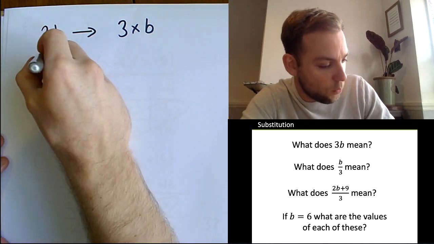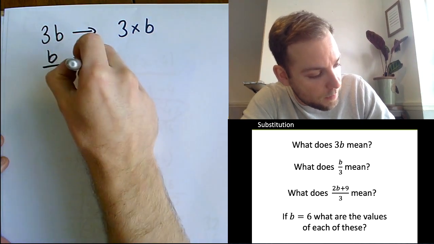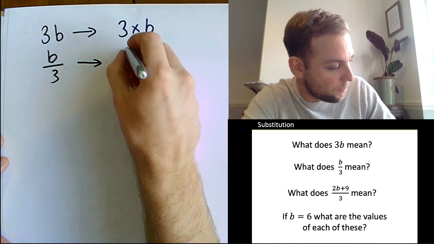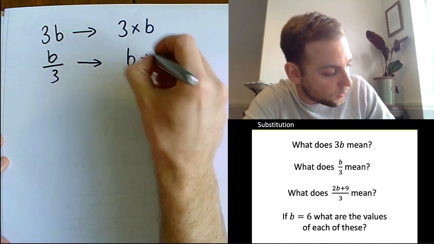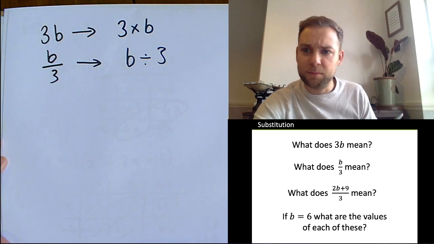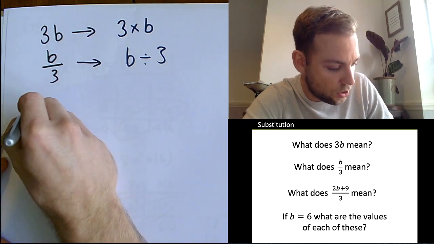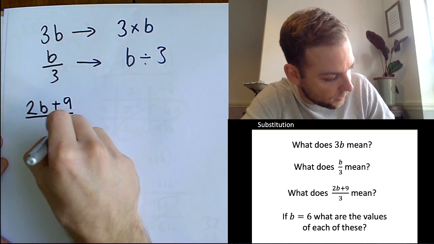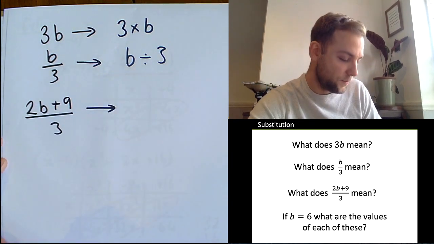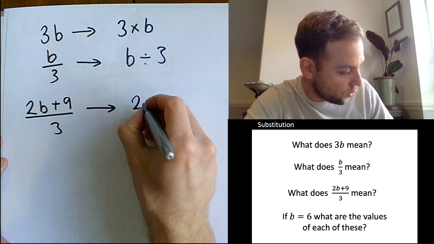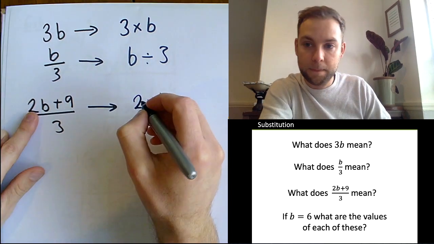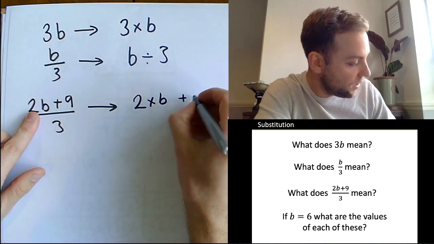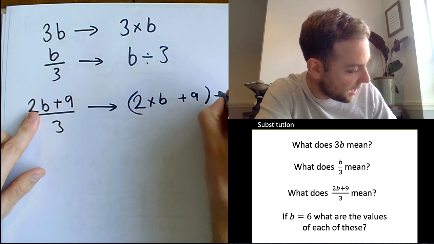So this one here, what does b over 3 mean? Well, this here means b divided by 3. I've got quite a trickier one there. So this is 2b plus 9 divided by 3. Now that one there means 2 times b plus the 9 and then divided by 3.